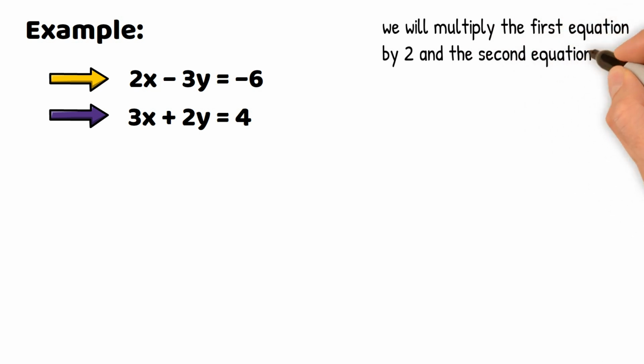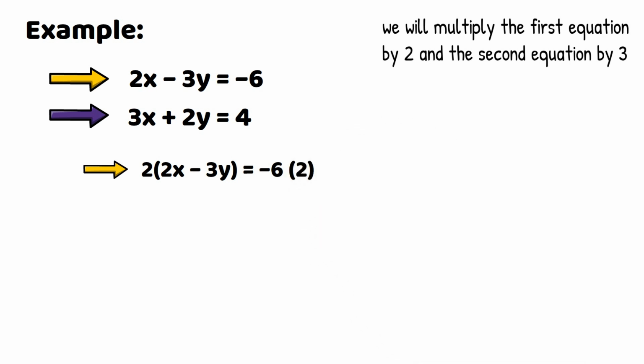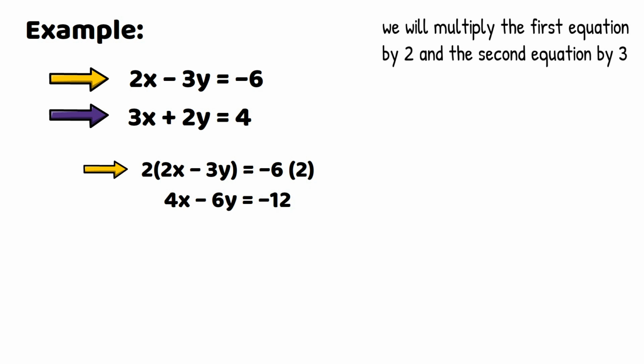In this case, we can do that by multiplying the first equation by 2 and the second equation by 3. Multiplying the first equation, 2x minus 3y equals negative 6, by 2 gives us 4x minus 6y equals negative 12.